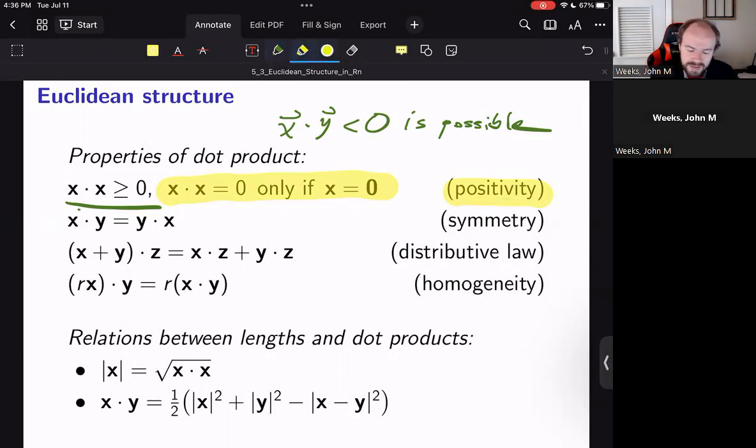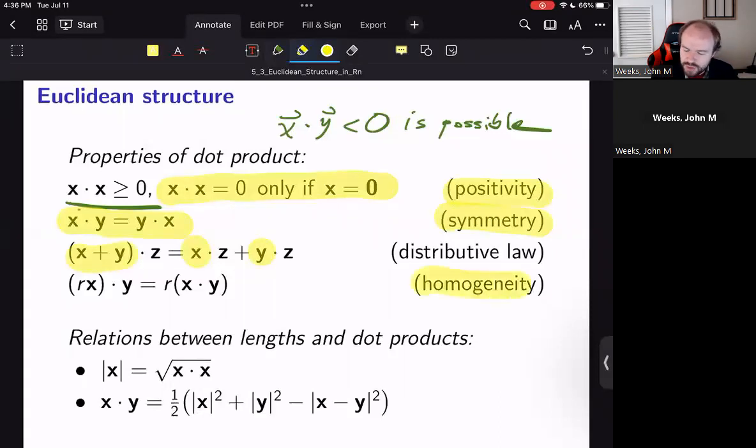Symmetry is one of the other ones. If you take the dot product of x and y, that's the same thing as the dot product of y and x. So that's what that one's called. Distributive law: if you have the addition of two vectors as one vector inside of your dot product, you can break up that vector into each of its terms and take a dot product of each one with z respectively, adding your results at the very end. Those two things will be equal.